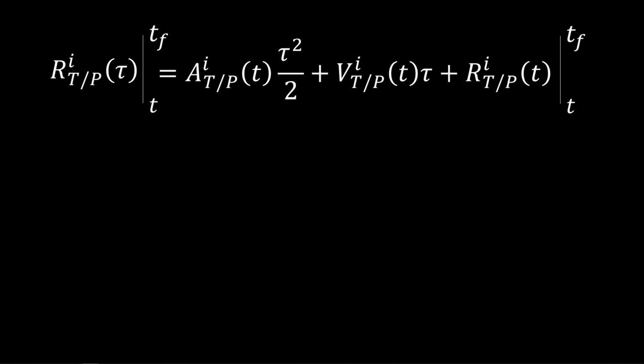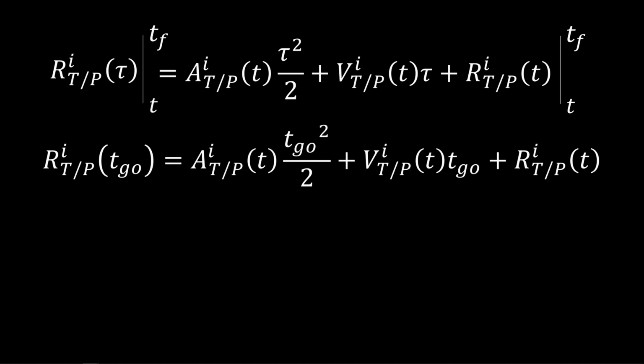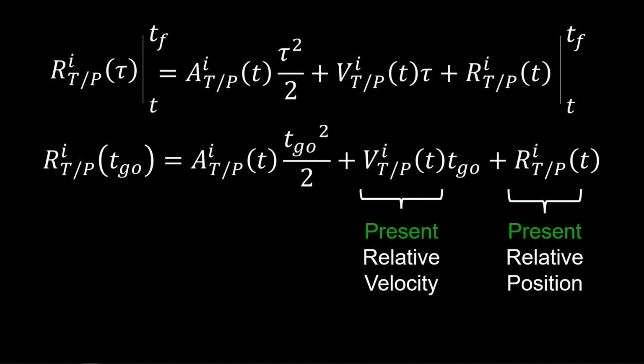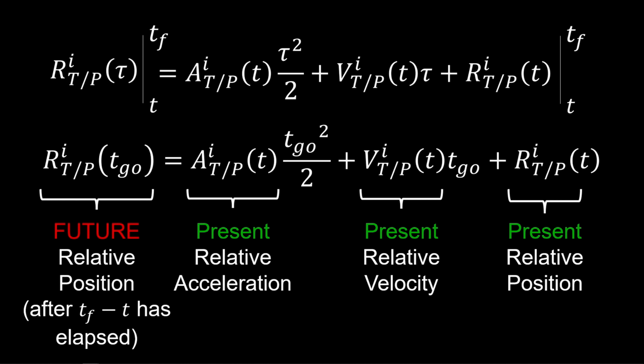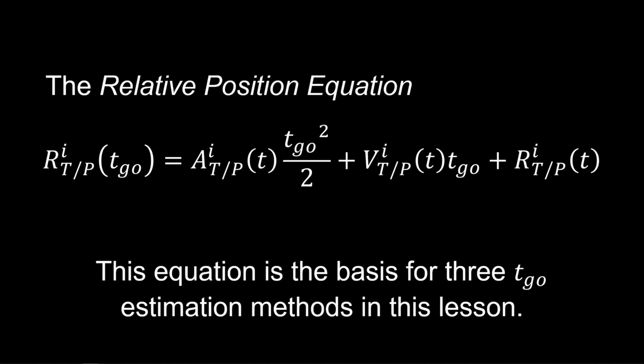Since t minus tf is just time to go, we get an equation for relative position as a function of time to go. It relies on present relative position, present relative velocity, and present relative acceleration. And it gives a prediction of future relative position after the remaining time to go has elapsed. As such, we will call this the relative position equation. This equation is the basis for 3 time-to-go estimation methods that we will derive in this lesson.